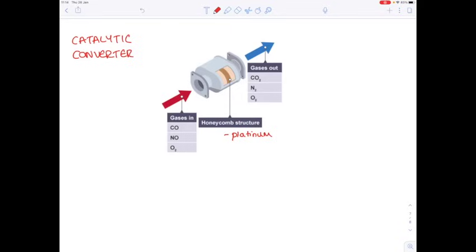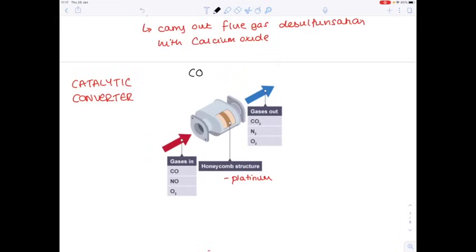What you actually find is the carbon monoxide is converted to carbon dioxide. Yes, it's still a greenhouse gas, but at least it's not toxic anymore. The nitrogen oxides, which cause acid rain, are converted to nitrogen gas, and then oxygen remains unchanged. You take that carbon monoxide going in as well as the nitrogen oxides, and they are turned into carbon dioxide and nitrogen gas, and then finally don't forget to balance it. And so that's your summary equation.